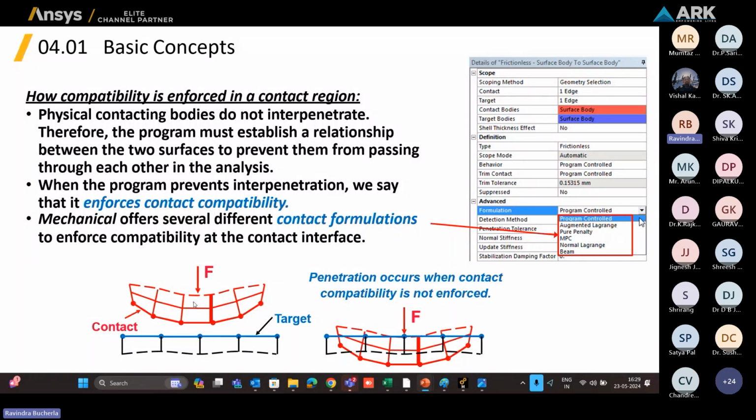When we apply the force to the contact, it will be in contact with this target, and a contact will be generated between these two bodies here. If we give any contact between these two bodies, there will not be any penetration. But if we don't provide the contact, these two bodies will interfere.